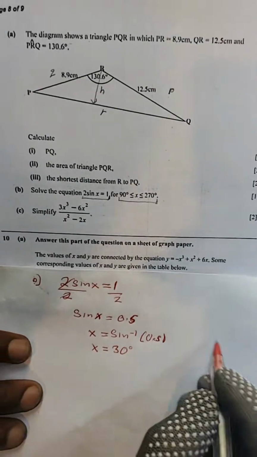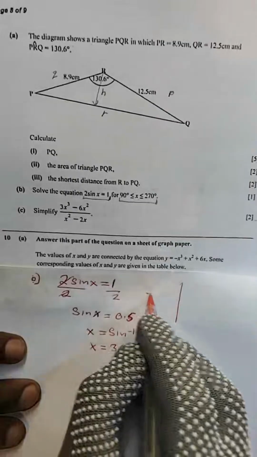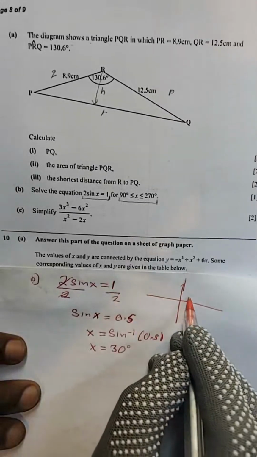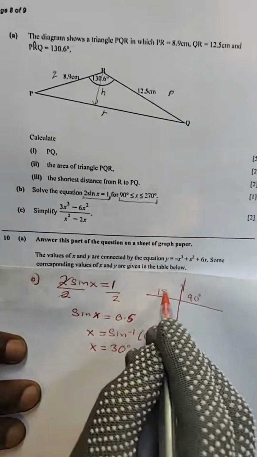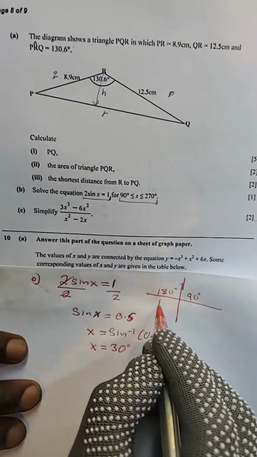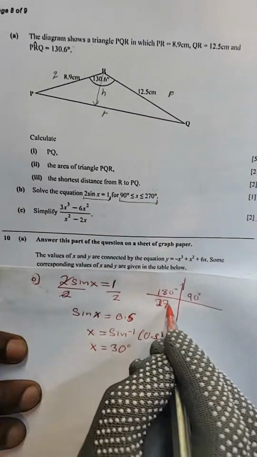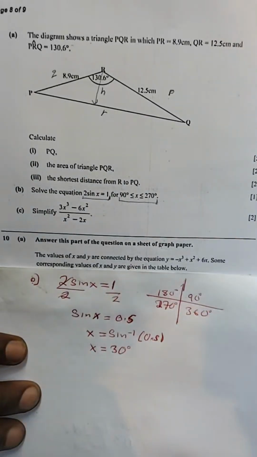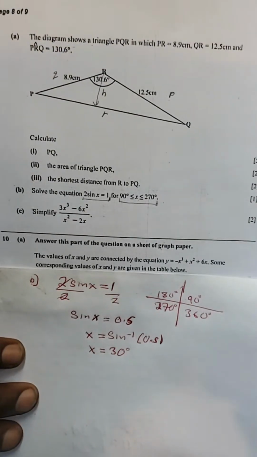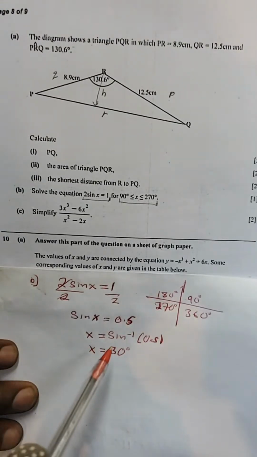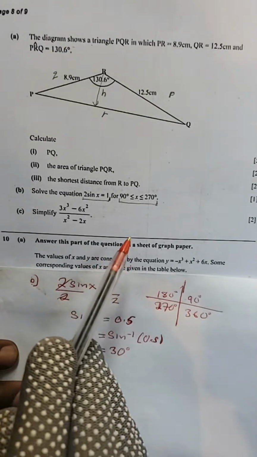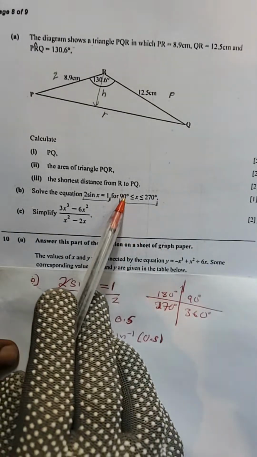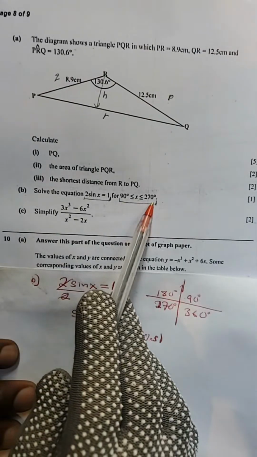Where is 30 degrees? In the first quadrant. Because in the first quadrant, the maximum is 90 degrees. Here, 180 degrees. The third quadrant is 270 degrees. Then here, 360 degrees. Okay? Now we've been given the condition that our answer should be between 90 and 270.